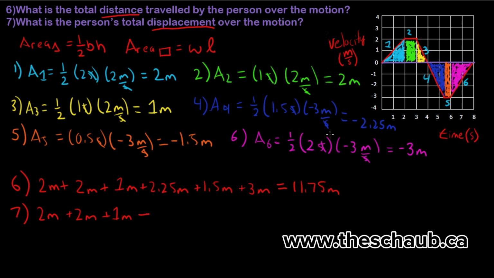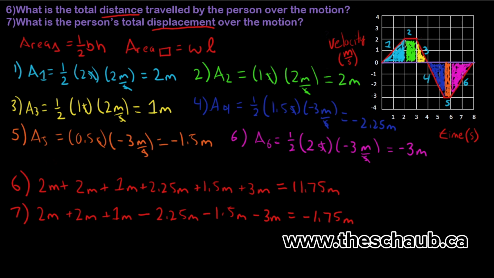In segment 4, we're traveling 2.25 meters in the negative direction. In segment 5, we're traveling 1.5 meters in the negative direction. And in segment 6, we're traveling another 3 meters in the negative direction. So our total displacement, if we add up all of these displacements, gives us negative 1.75 meters. So the person ends up 1.75 meters to the negative of their starting position, if the positive direction is the direction they initially traveled here.